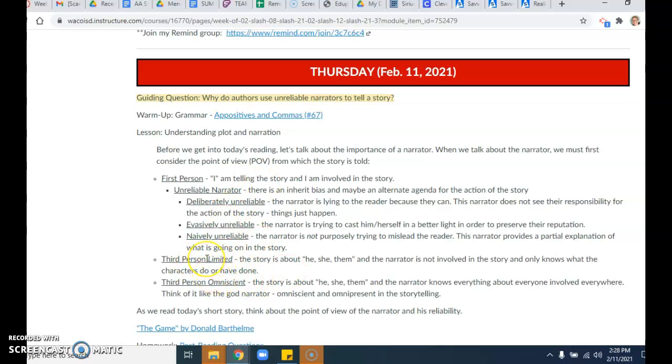If it's third person limited, that means I'm telling the story about somebody else. I'm not in the action, but I only know what I know, okay? So I'm telling a story about other people, but I'm limited in my knowledge and understanding of what's going on. Whereas third person omniscient is I'm still telling a story about other people. I'm not in the story, but I know everything about everyone involved everywhere. All right, so sometimes you hear it called the God narrator, right? Like they know everything that's going on about everyone.